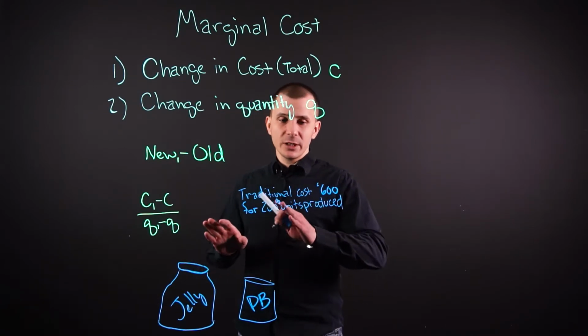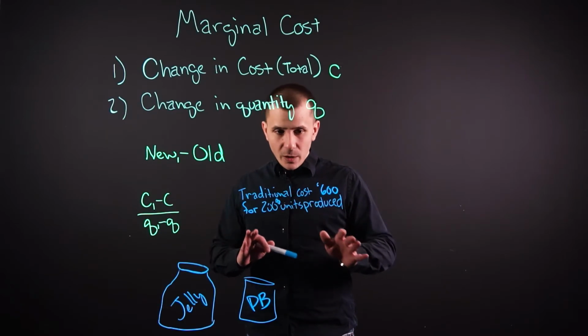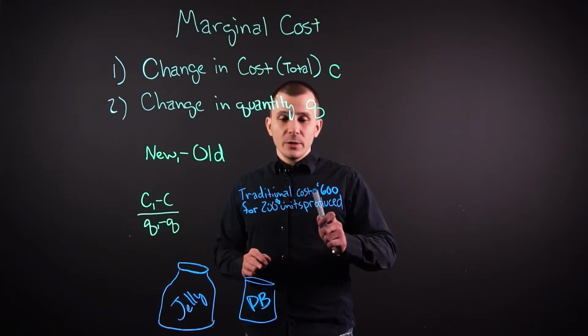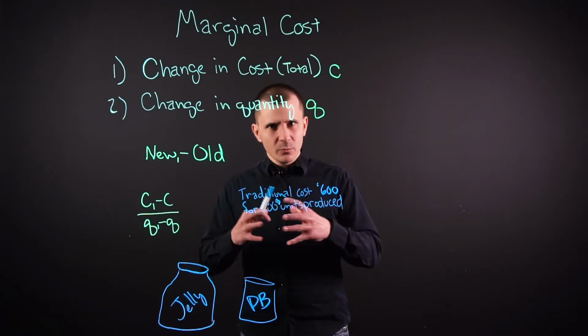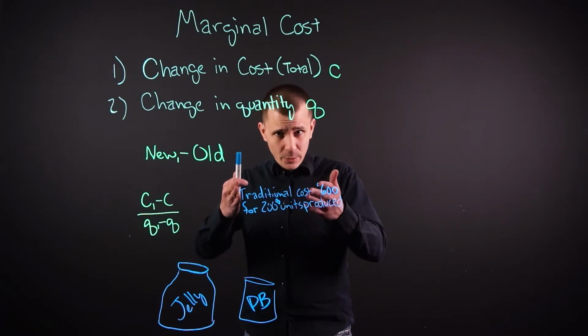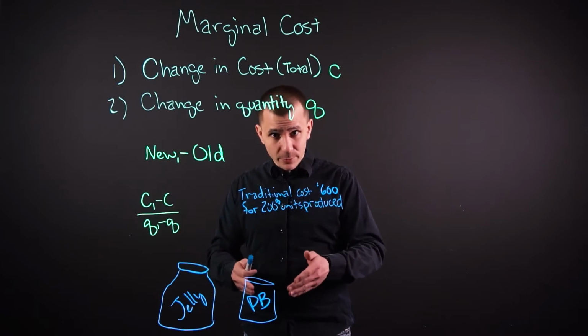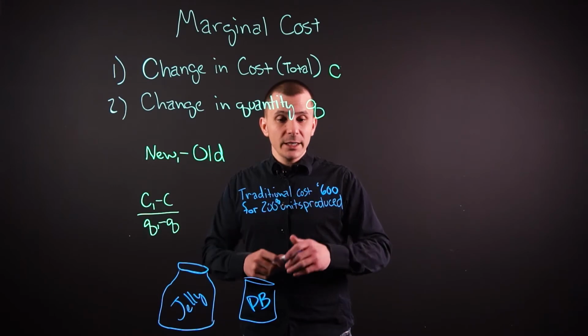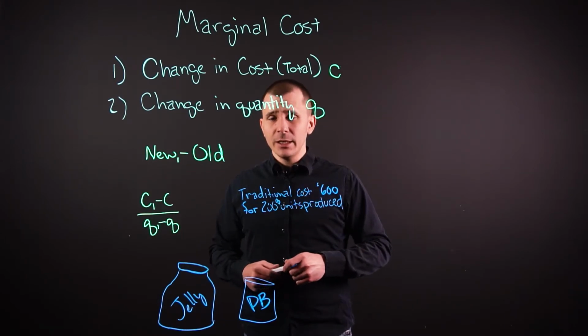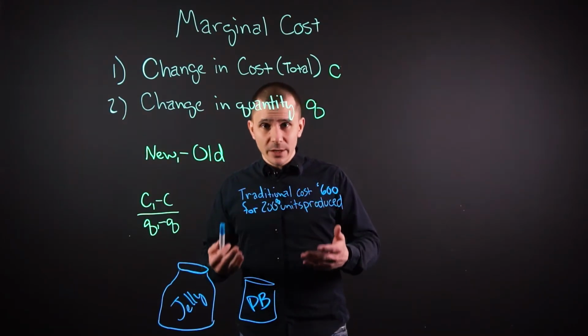So imagine that the traditional cost, or the usual cost, for 200 units, or 200 quantity produced, of peanut butter and jelly units, we'll combine them into one. It's university student time, so peanut butter and jelly, it's important for you guys, I know. All right, so for 200 quantities produced is $600. $600, 600 pounds, it doesn't matter.